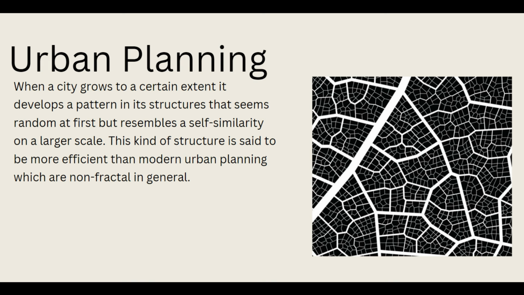Now, next we have urban planning. Cities are complex systems that bear similarities with that of a living organism in terms of behavior. When a city grows to a certain extent, which is when it absorbs its neighboring towns and villages, it develops a pattern in its structures that seem random at first, but resembles self-similarity on a larger scale. This kind of structure is said to be more efficient than modern urban planning, which is non-fractal in general.